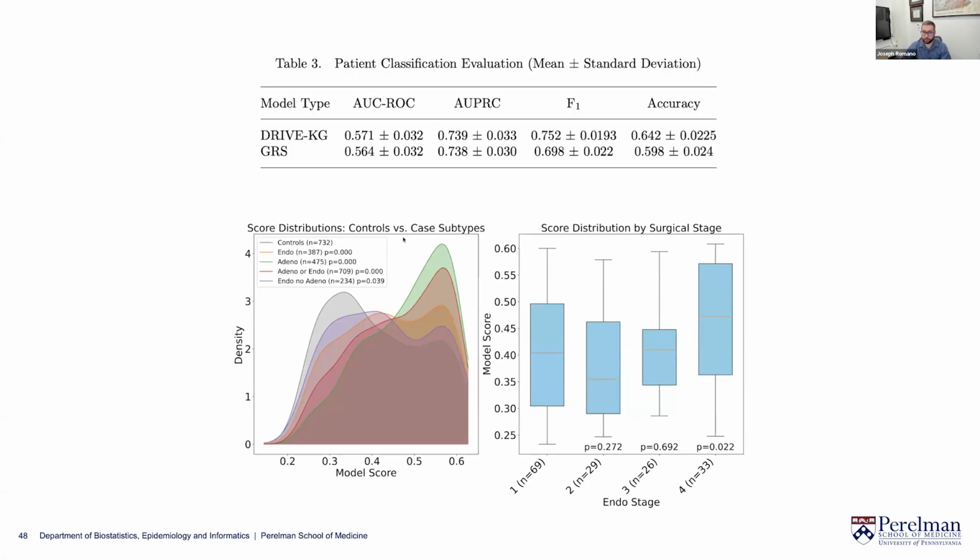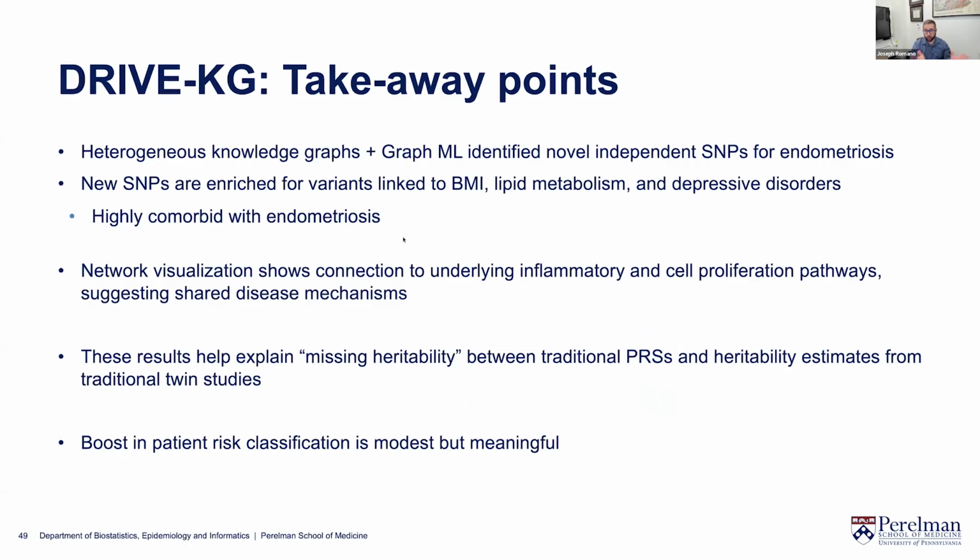And we did various sensitivity analyses, and we show that the distributions of these predictions hold up across different disease contexts, and so on and so forth. So the takeaway points from this study are that heterogeneous knowledge graphs and graph machine learning identified new SNPs, new single nucleotide polymorphisms associated with endometriosis.